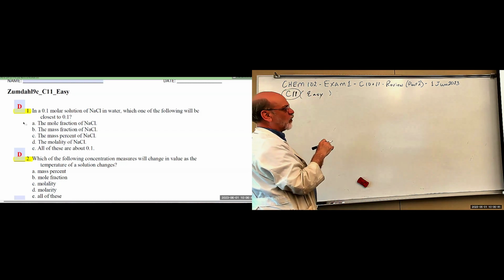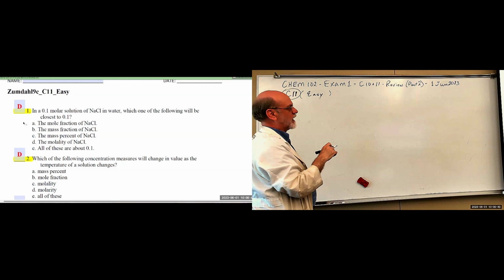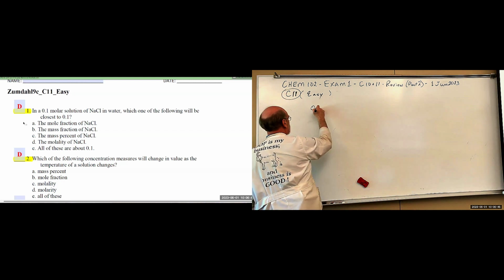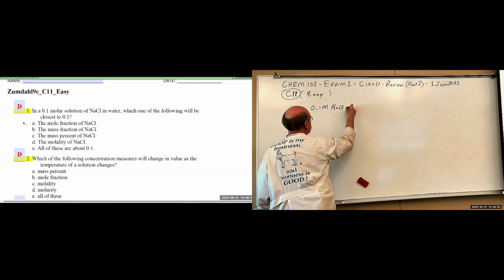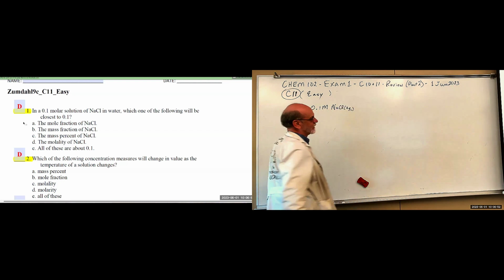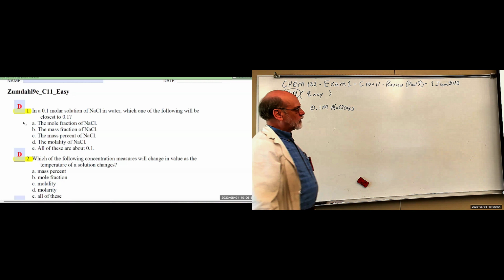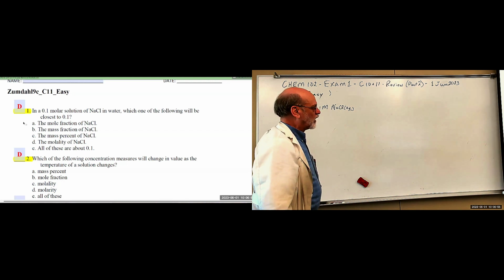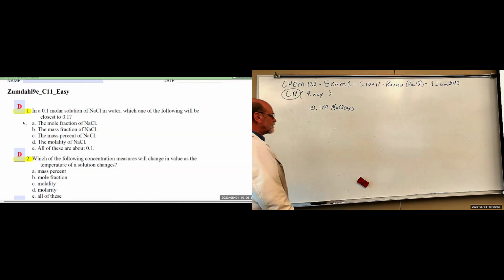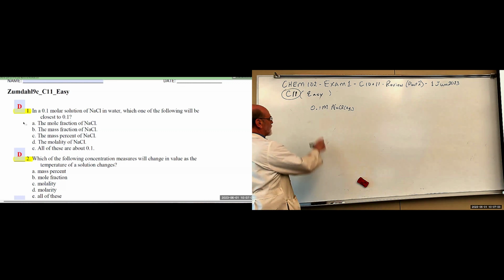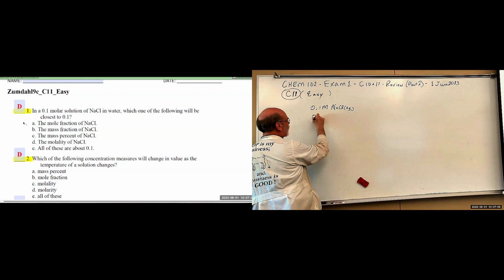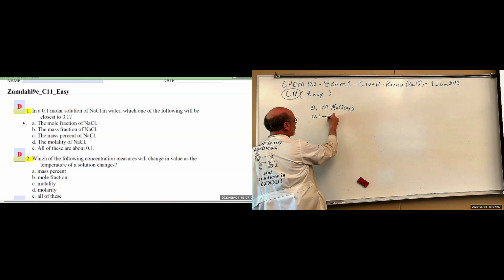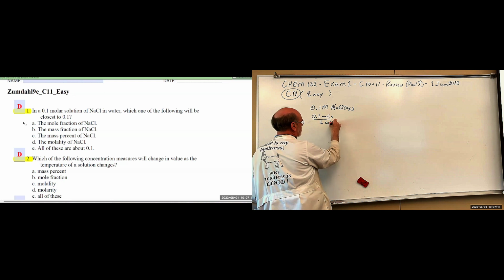In a 0.1 molar solution of sodium chloride in water, 0.1 molar sodium chloride aqueous solution. Which one of the following will be closest to 0.1? All right. What does this mean? Molar. It means 0.1 moles per liter of solution.